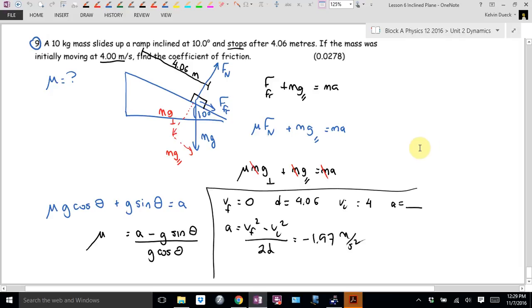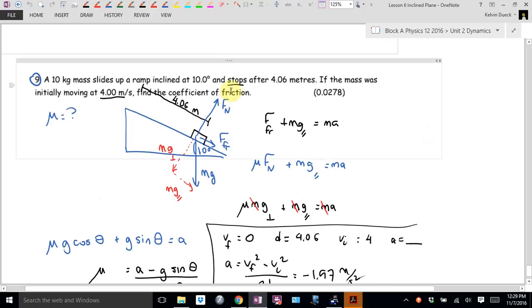I did number 9 already this morning with my block A, so I'm just going to walk you through my approach. All right? Number 9 from the homework, I said, all right, they want me to find the coefficient of friction, mu, so I wrote that down. Find the coefficient of friction. And I decided to draw a picture. So I drew the ramp, 10-degree angle.